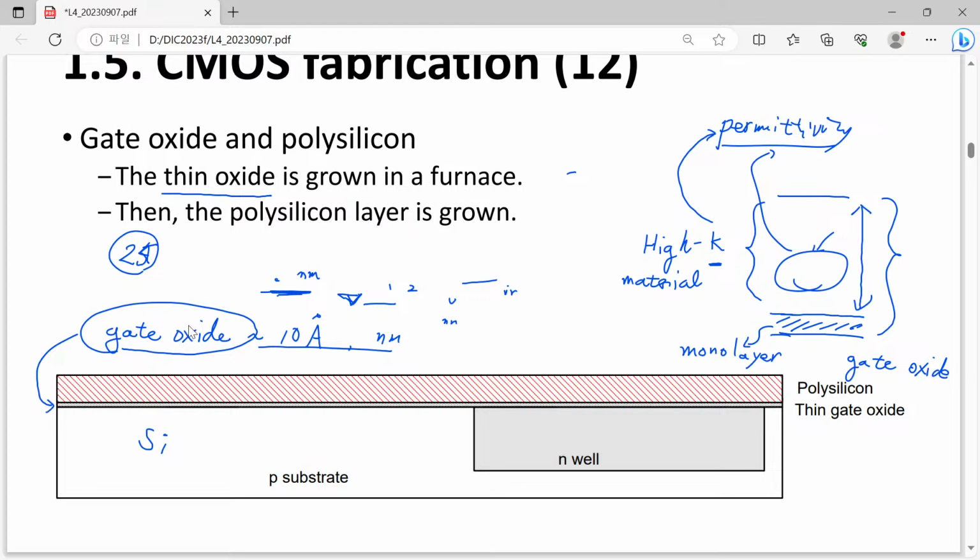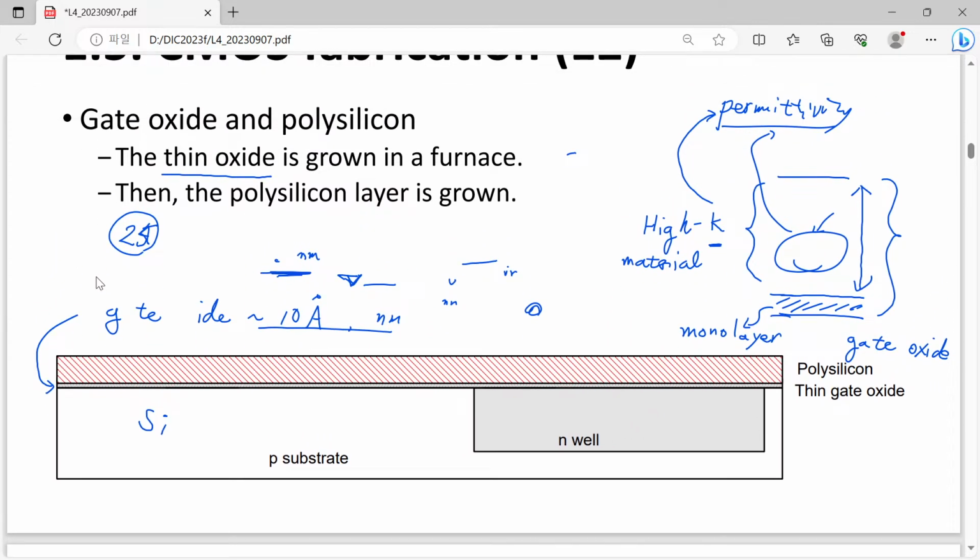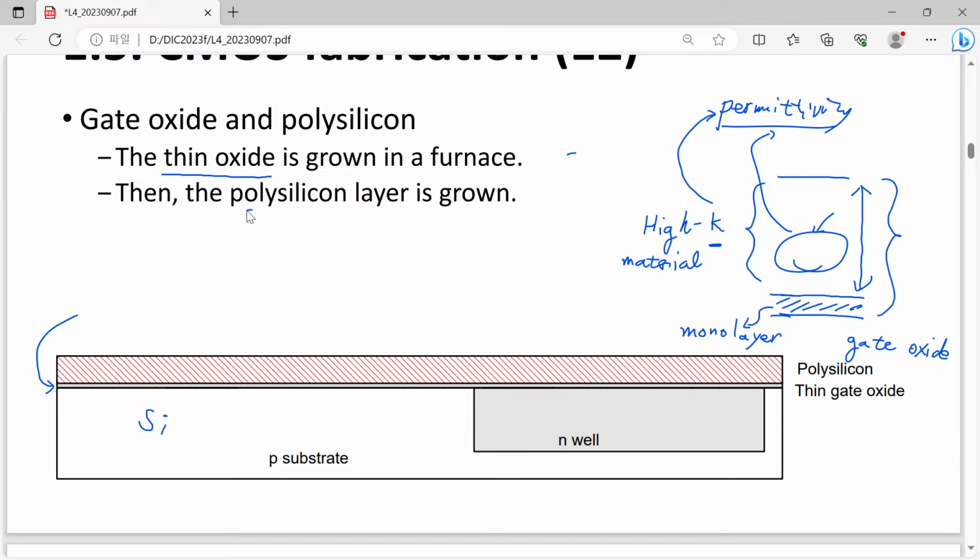And let's come back to... sometimes my pencil doesn't work. I have to wait for a while. Okay, now it works. And also we have another one. On top of this gate oxide, we grow the polysilicon, and this polysilicon was used as a material for metal. So this polysilicon layer is used for our gate material.